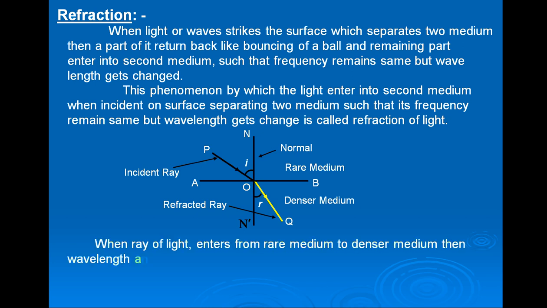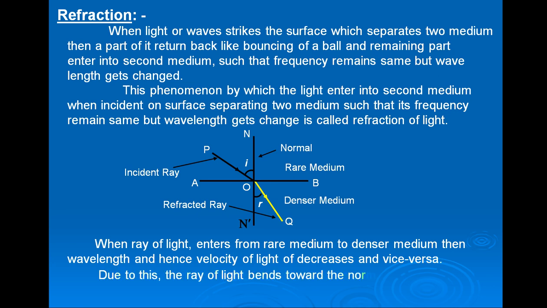Now when a ray of light enters from rare medium to denser medium, then wavelength and hence velocity of light decreases, and vice versa. Due to this, the ray of light bends toward the normal when it is incident from rare to denser medium, and vice versa. That is, when it moves from denser to rare medium, it bends away from the normal.